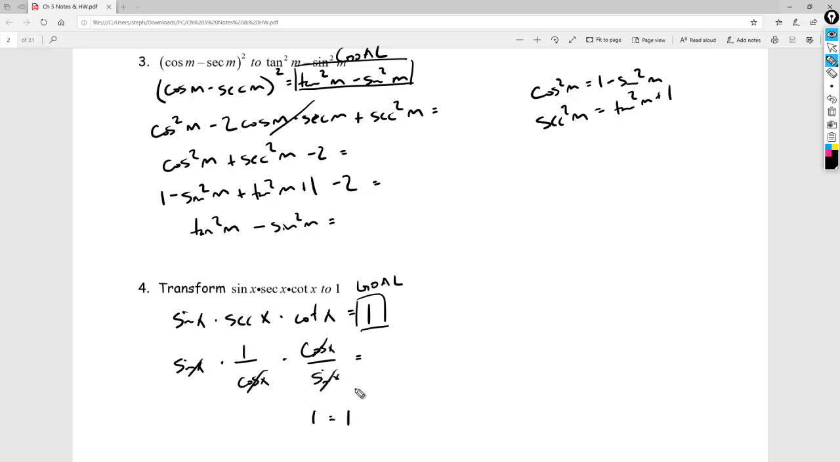I get that 1 is equal to 1. I have reached my goal, and so I have completed my proof.